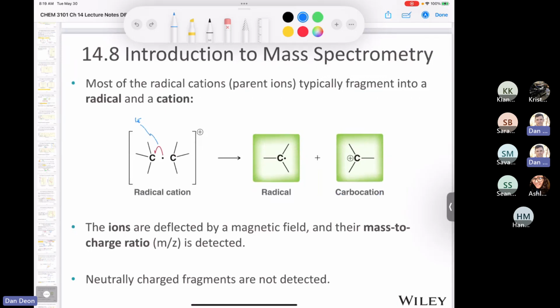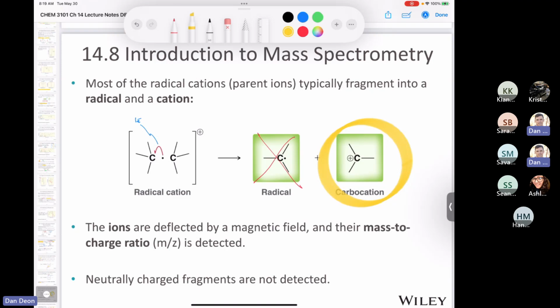Now, again, you're probably going to get frustrated with me. But out of these two things here, the radical and the carbocation, which one of these am I going to see in the mass spectrum? And it's not a trick. The carbocation, right? That's exactly what we're going to see. We're not going to see the radical. That's not going to be found in the mass spectrum. The only thing we're going to see in our mass spectrum is an ion. So we're going to see this carbocation.